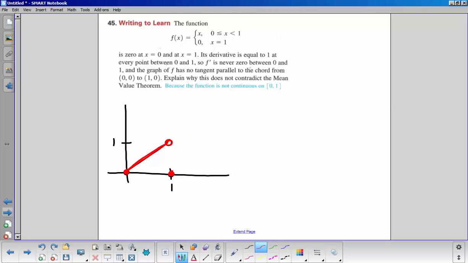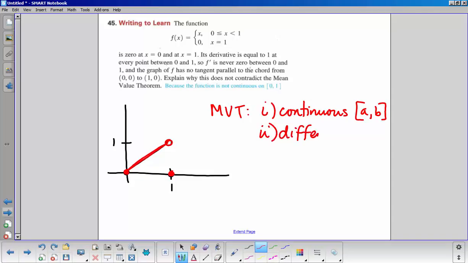What's a chord? Oh, wait, that's the secant line. Okay, so what do you have to be not contradicting the mean value theorem? What are the two conditions? For the mean value theorem, you have to be continuous over the closed interval, right? And differentiable over the open interval. Now, are we continuous over the closed interval here?